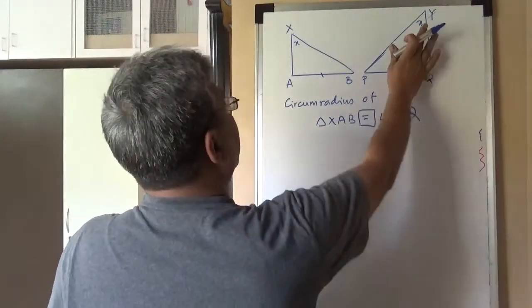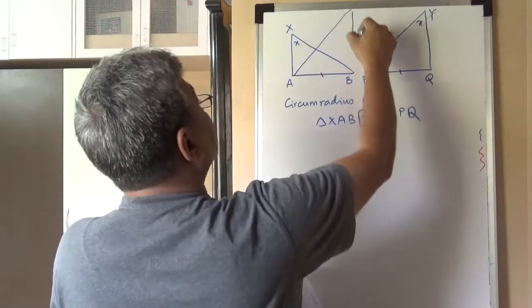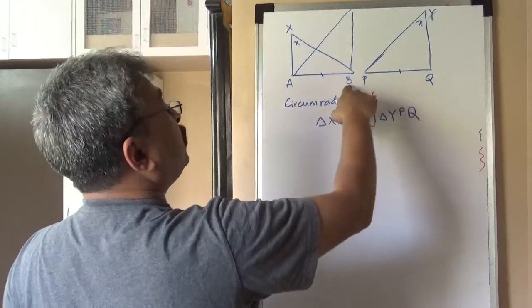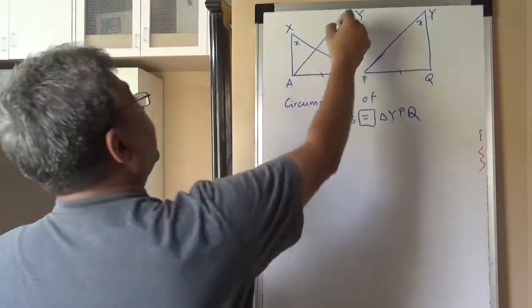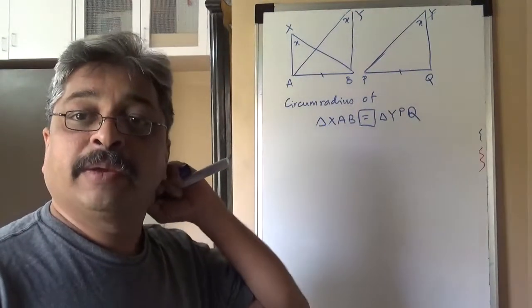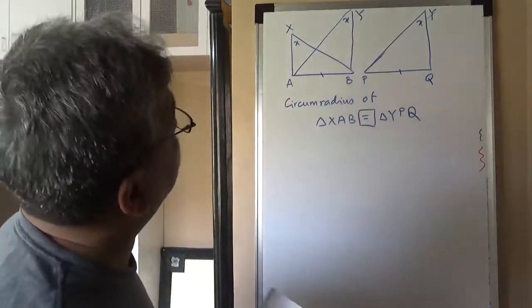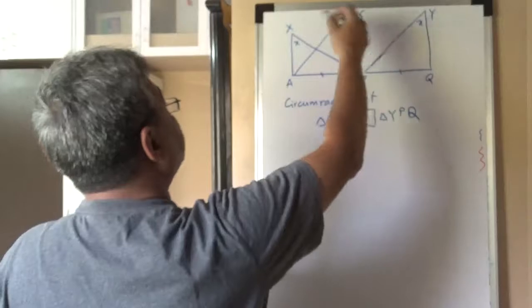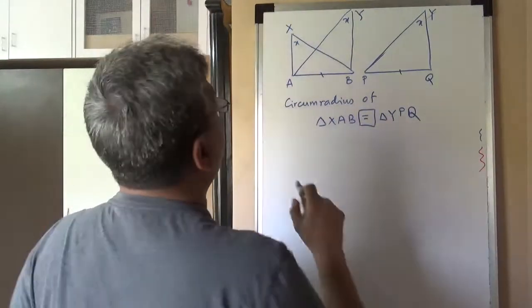Number one, we can put this triangle on this, and therefore what will happen is A will coincide with P, B will coincide with Q, and this point Y will be on the same side with the angle X. So XYBA will be a cyclic quadrilateral because of inscribed angle property, and therefore both of these triangles will have the same circle, and therefore circumradius will be equal. That is one way of proving it.